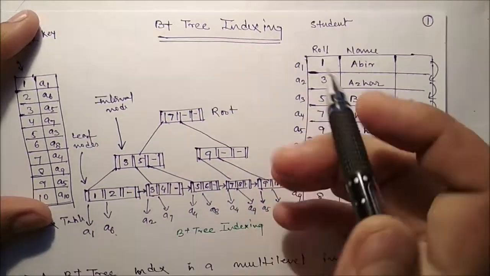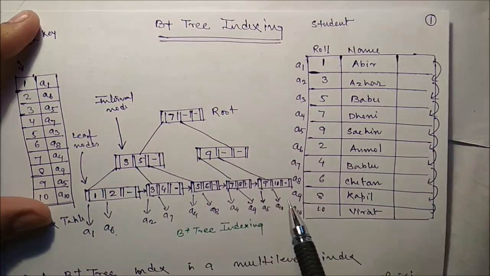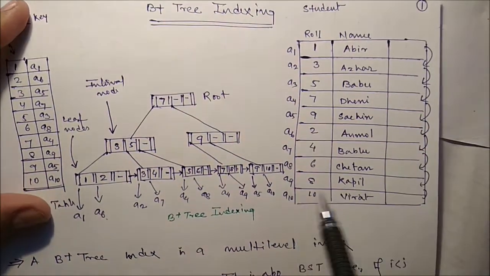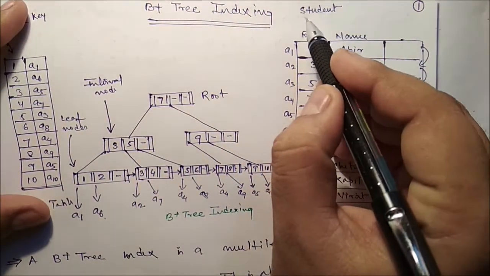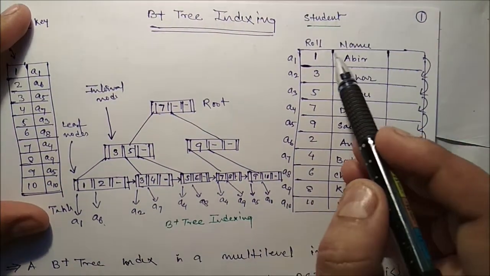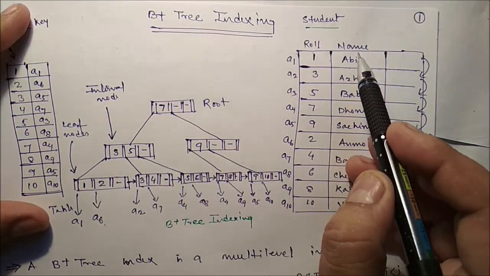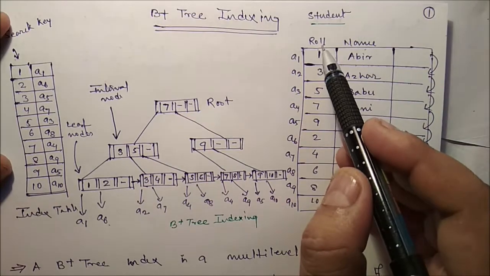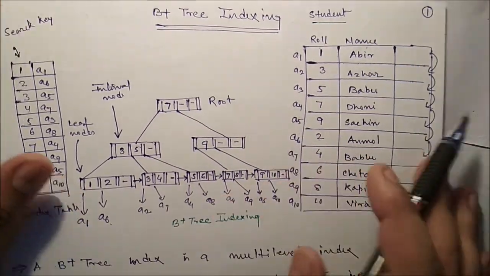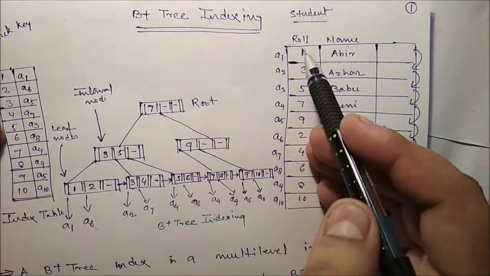Hello friends, here we will talk about B plus tree indexing. Say this is our one table. The name of the table is student and the attributes are roll number and name. Assume the search key is roll number.